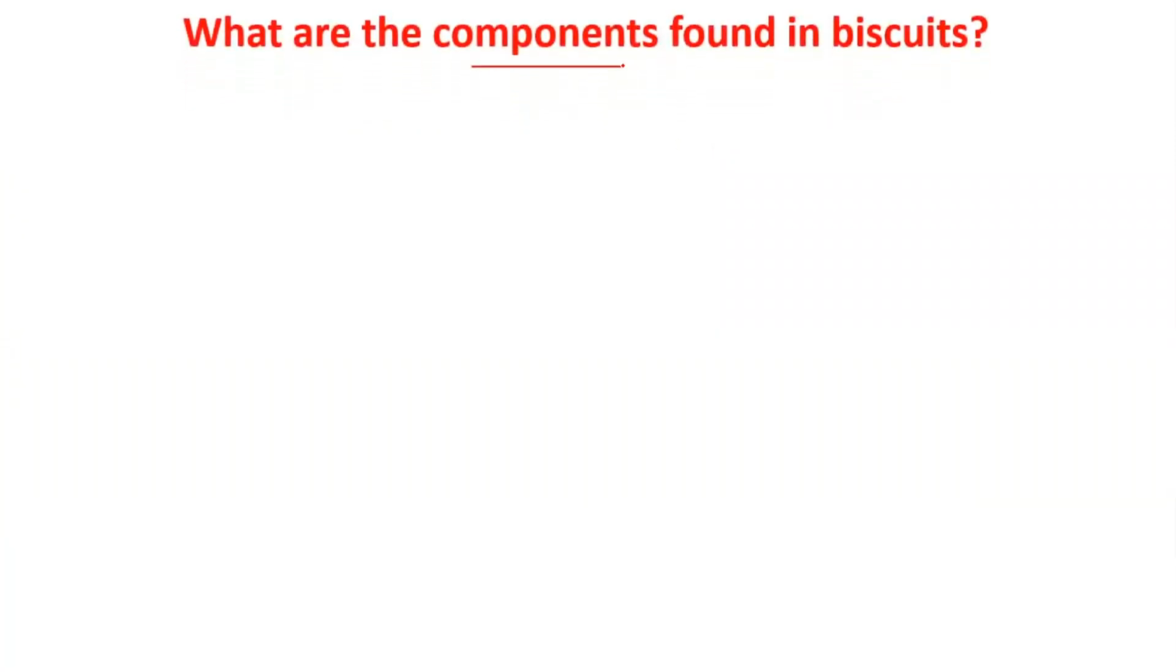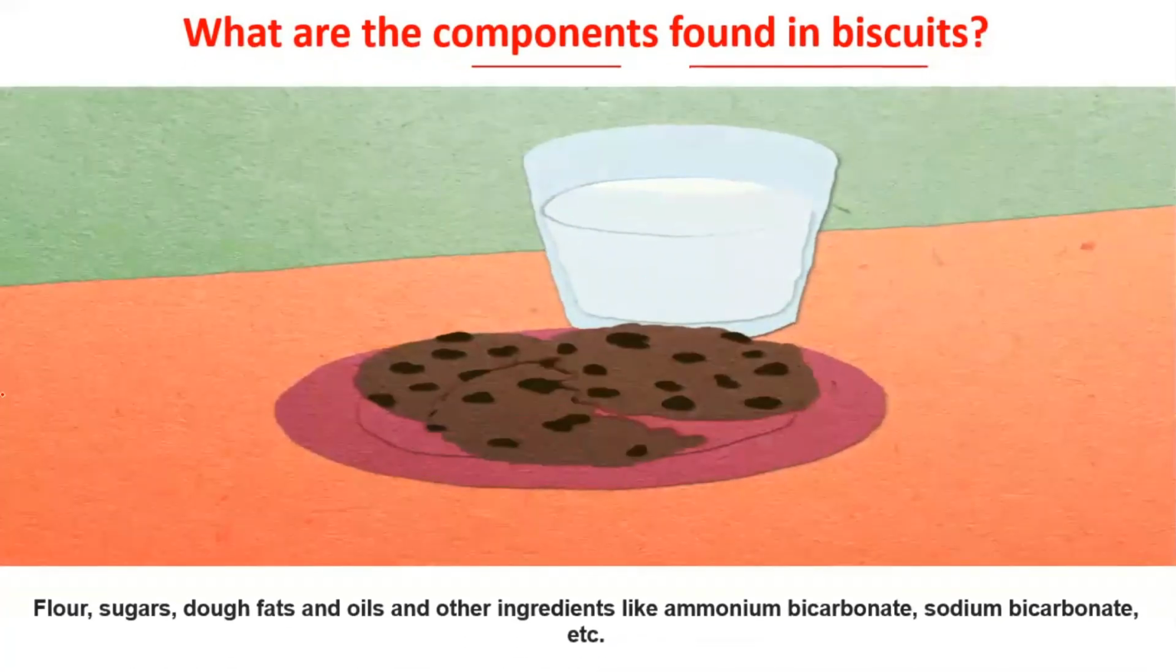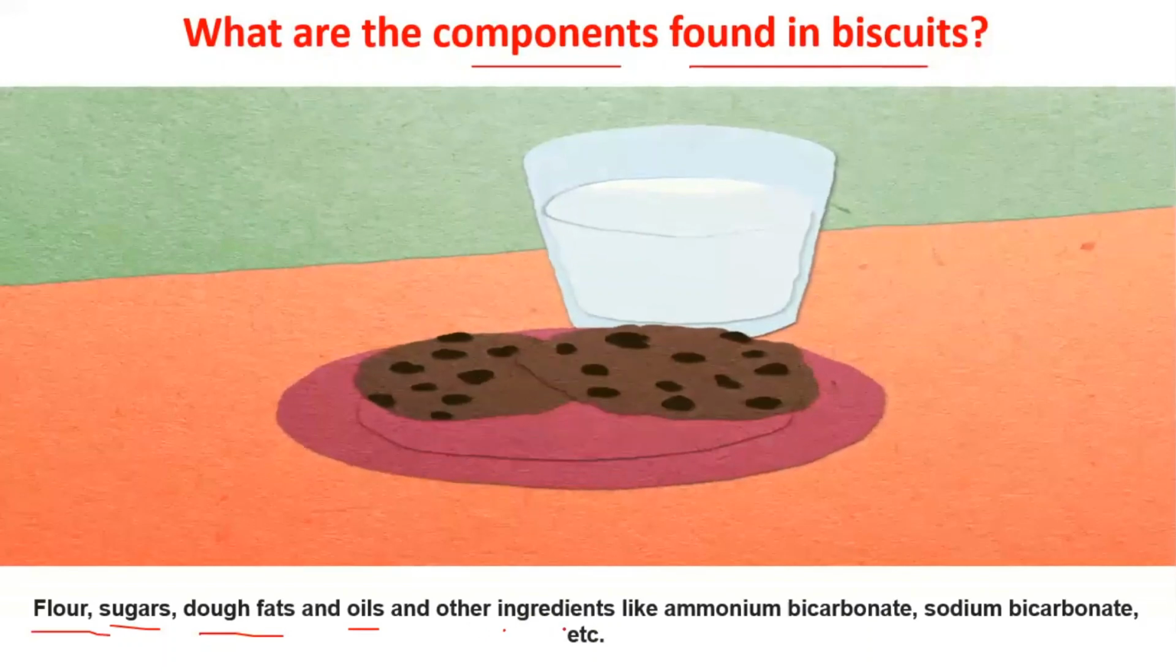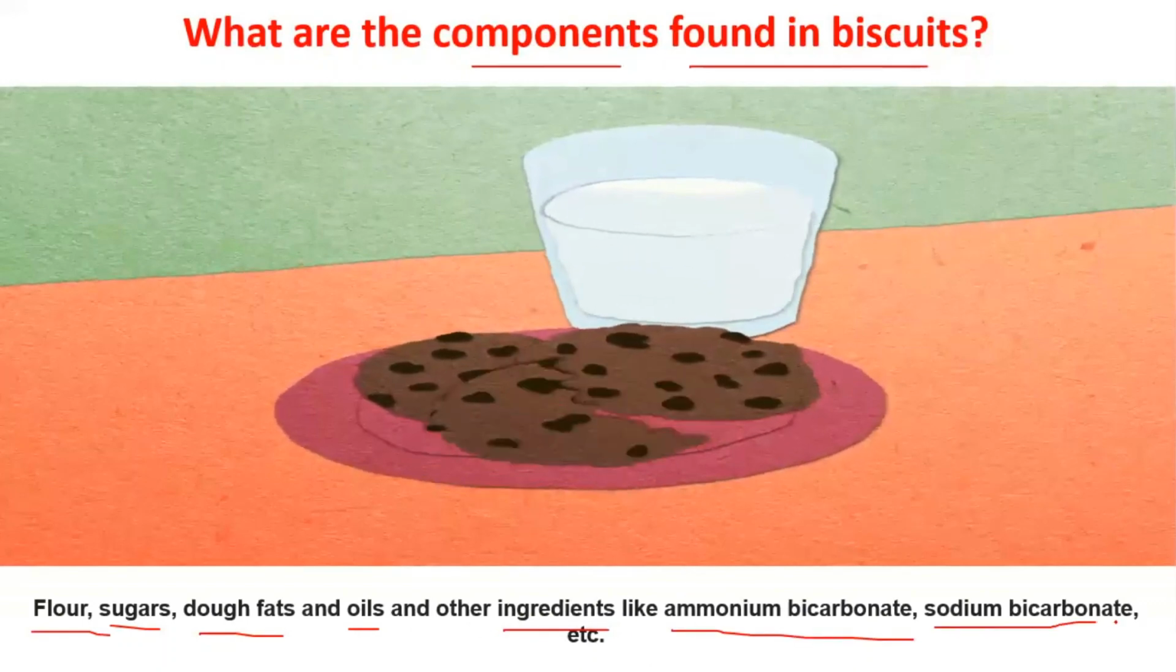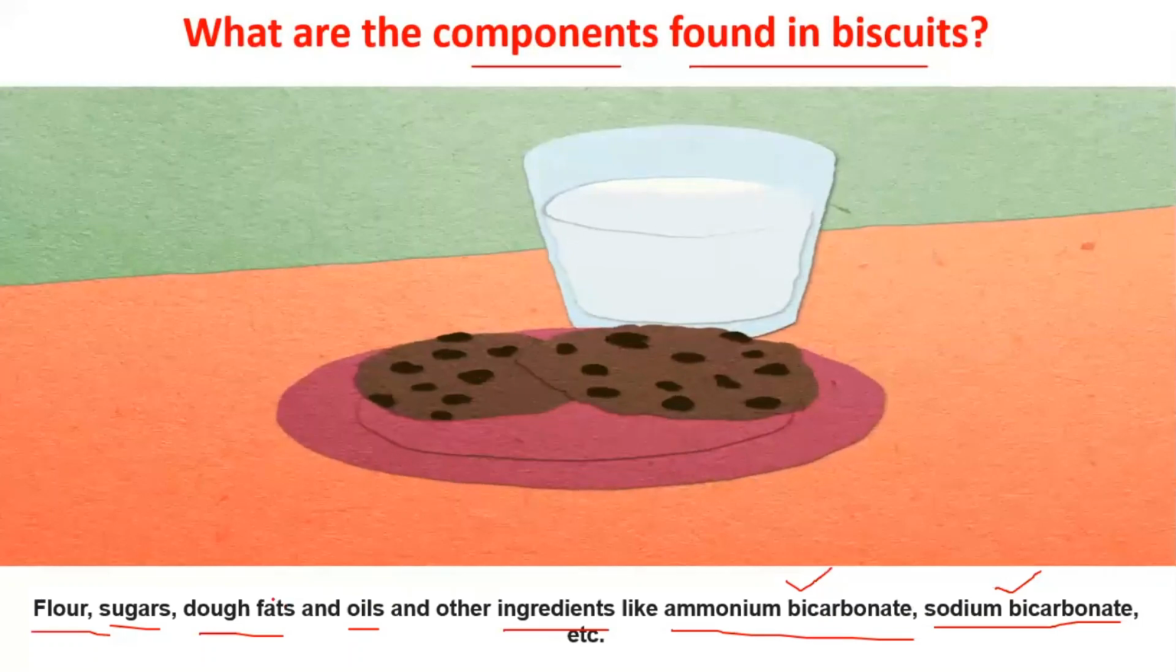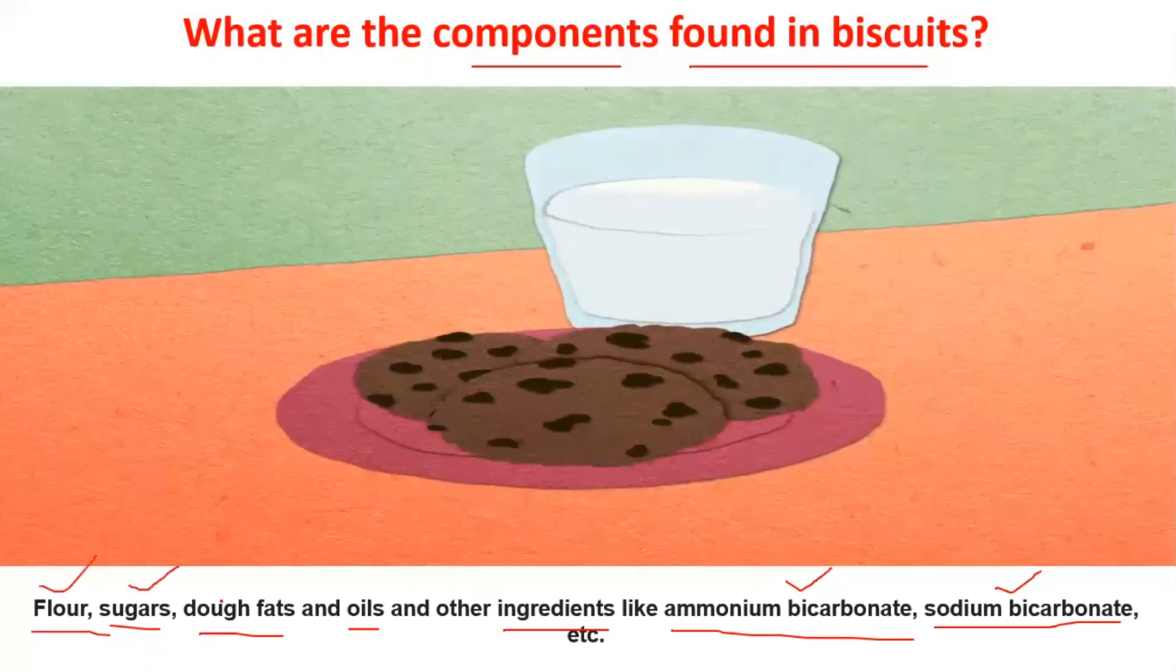What are the components found in biscuits? Flour, sugars, fats and oils, and other ingredients are also used in biscuits, that is ammonium bicarbonate and sodium bicarbonate. These both are used for baking purposes, and flour, sugars, fats and oils are used to make the mixture of the biscuit.